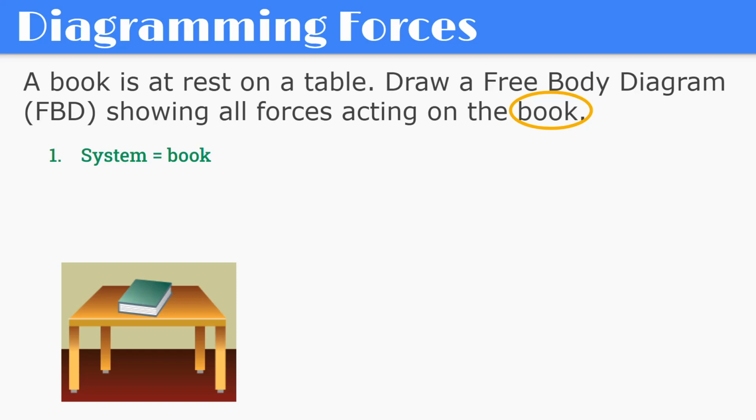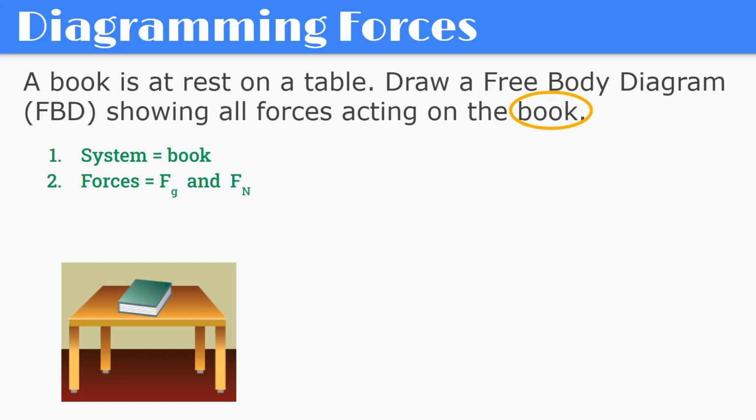Okay, so because I'm being asked to show the forces acting on the book, my system is the book, not the table. So step 1, system is the book. Step 2, what are the forces? I know that I have Fg because there's gravity on Earth, so that book has weight. I also know that the book is not falling. If the only force acting on it was Fg, it would be in free fall. We know that from the last unit.